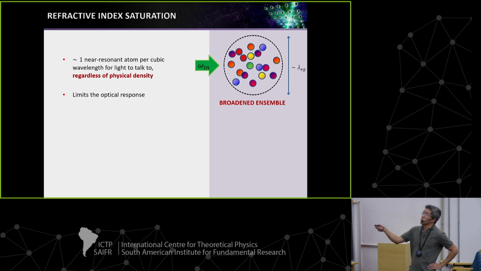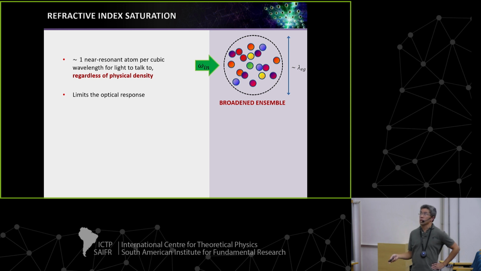So that means that when I actually shine in near resonant light of any given frequency, on average, per unit volume, per wavelength cubed, that light only sees, on average, 1 resonant atom to talk to. So all the other atoms have been physically shifted far off resonance. And if you only talk to the same number of atoms, regardless of the number of physical atoms, then you can believe that that limits the optical response.